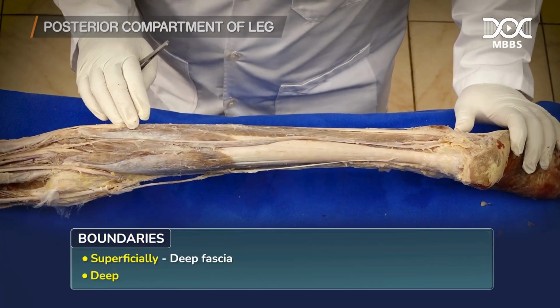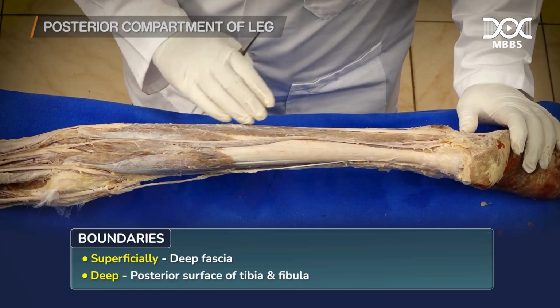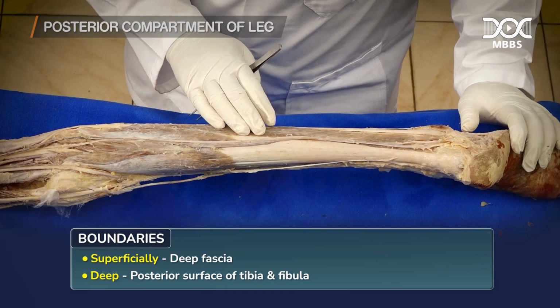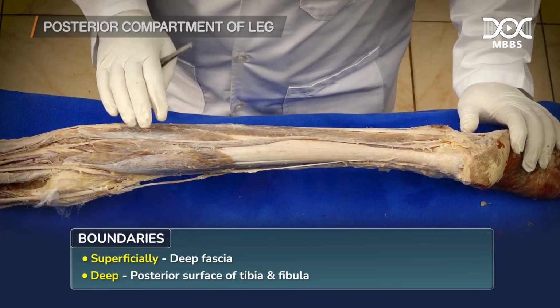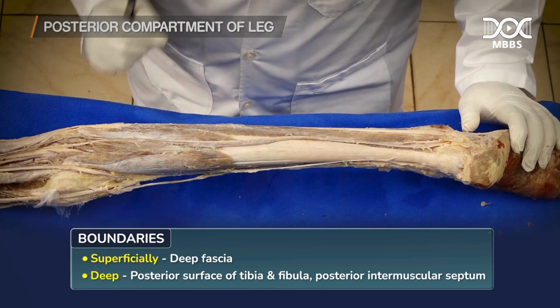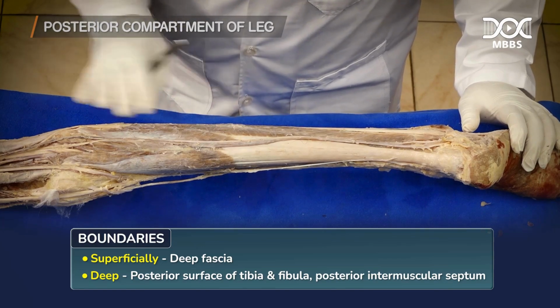On the deeper aspect, it is limited by the posterior surface of the tibia and fibula, which are connected by the interosseous membrane, and then we have the posterior intermuscular septum. This is regarding the boundaries.